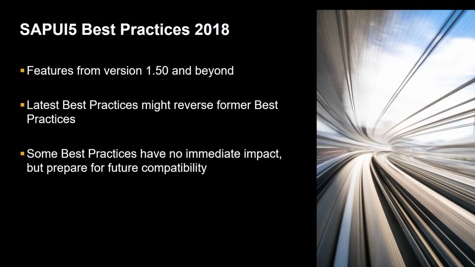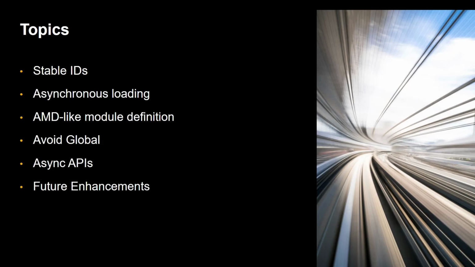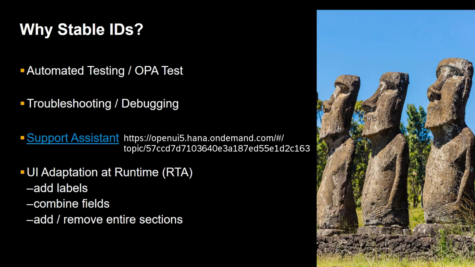So some of the best practices have no immediate impact, but they prepare for future compatibility. And keep in mind that most enhancements of those new best practices are for users and not for developers. We will go through those topics: the stable IDs, asynchronous loading, AMD module definition, avoid global asynchronous APIs, and future enhancements. So we will start with stable IDs.